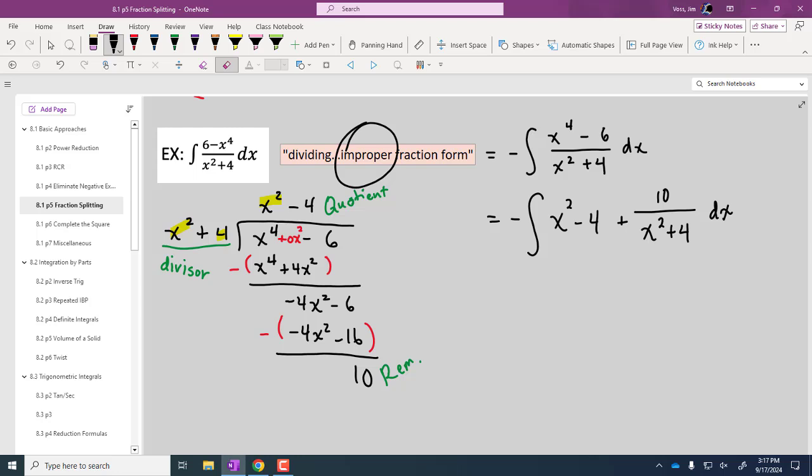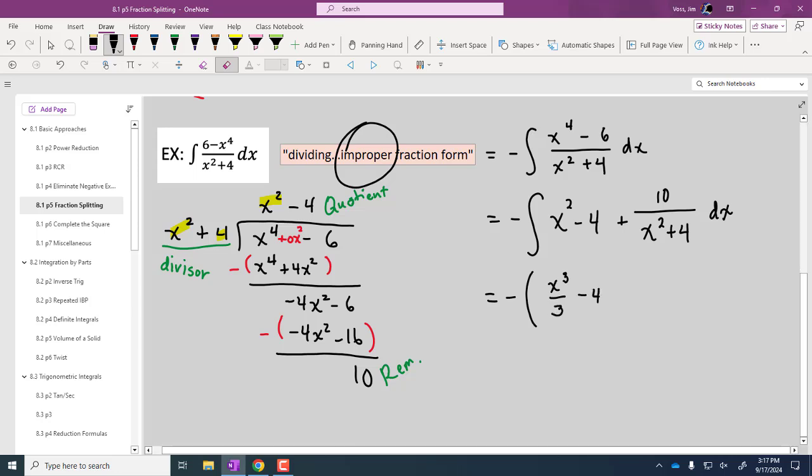Can factors like an x minus 2 out maybe? Well, we can integrate now. These we can integrate term by term. So we have a minus all the way out in front, and then we're going to integrate. We're going to get x cubed divided by 3 minus 4x plus, this is an inverse tangent.